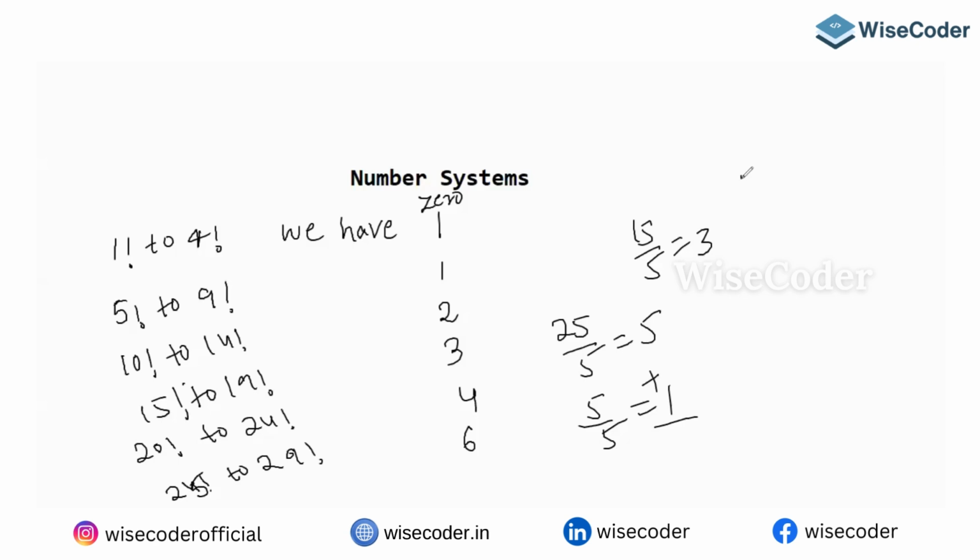So you will never get a trailing zero count which is 5. Okay, are you getting my point?